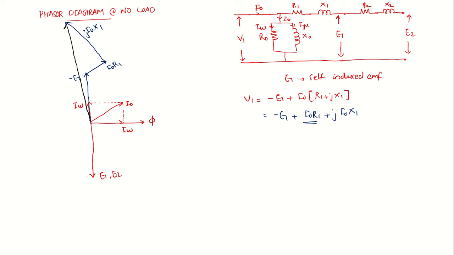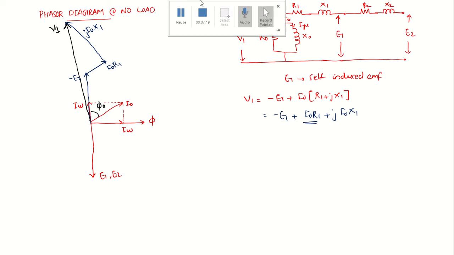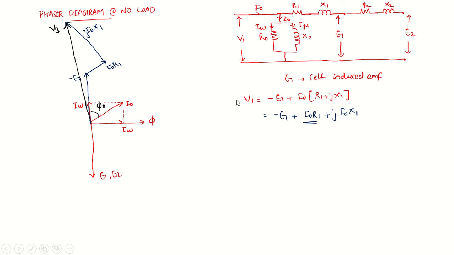And this is V1. This is the phasor diagram at no load condition. And this is the angle phi 0. Okay. Now we are discussing the phasor diagram at load conditions. At load.